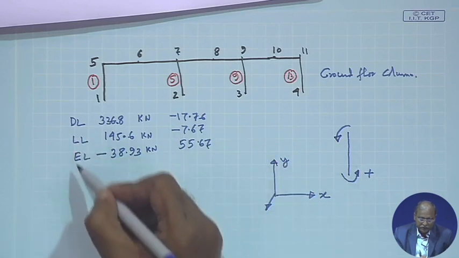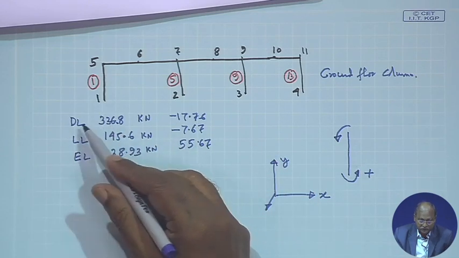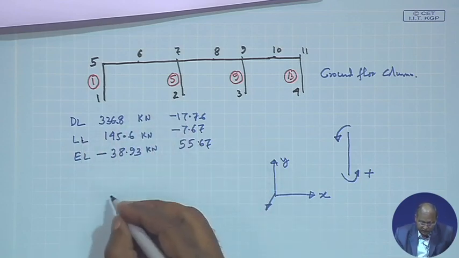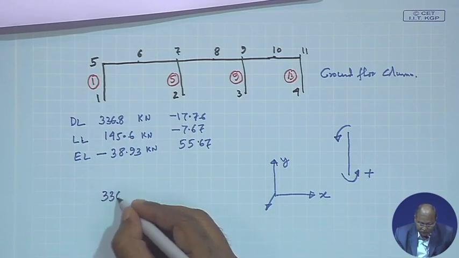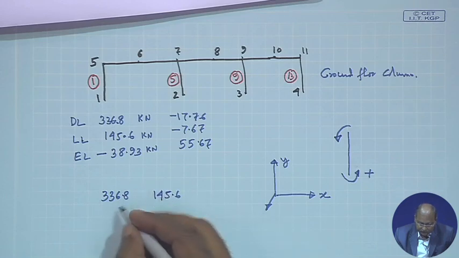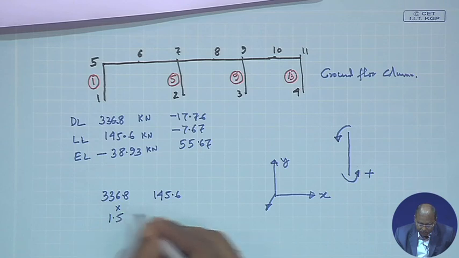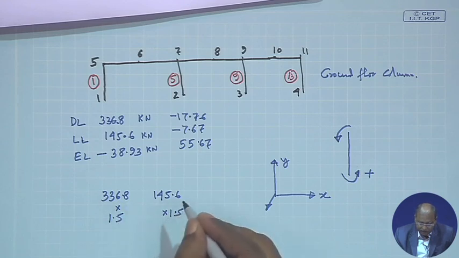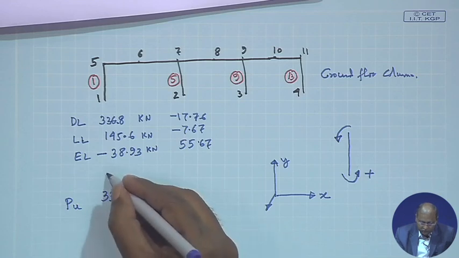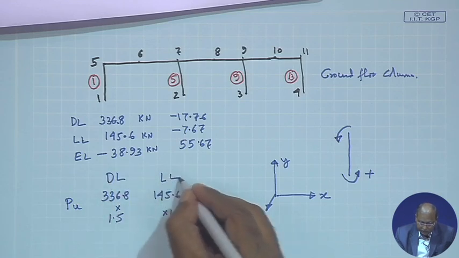So, then we can consider this one case, we can consider dead load plus live load. So, that means we can take it here 336.8, 145.6 multiplied by 1.5, which will give me the value of PU. This is for dead load and live load.